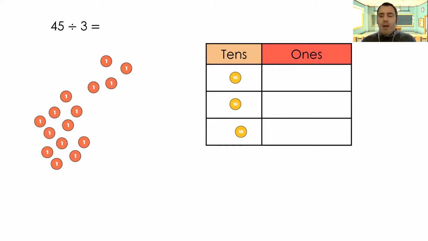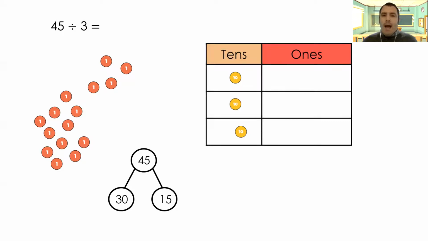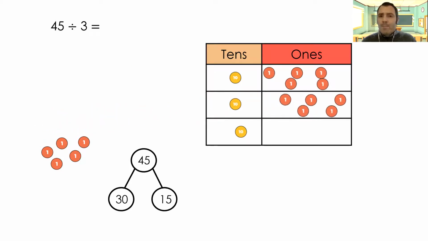I'm now going to go through the same process again. I'm going to share those out. Before we do that, let's just have a look at a part whole model here. We've got 45, we've taken 30 out, we've got 15 left. So we should have 15 1s, which we do. What we need to do now, we're going to share these out. So we've got 5 will end up in there, 5 in there, and 5 in there to give us our answer. Looking at the part whole model, we've got one multiple of 10 and one multiple of 5.